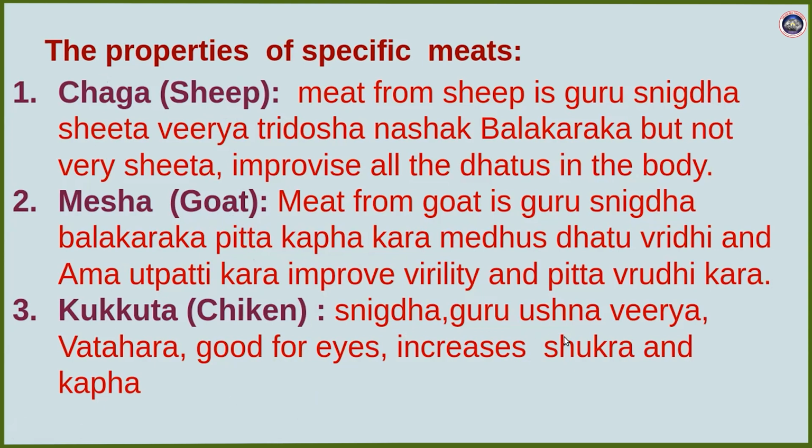Kukkuta is Snigdha Guru Ushnavirya. Here again, this is also Ushnavirya, which causes much more heat in the body and burning sensation. But it is good for Vata type of problems, good for eyes, and increases Shukra. That is important. Virility is increased by this, and it also increases Kapha. Except for this Ushnavirya, which in excess quantity can cause a burning sensation. So these are the very commonly used flesh meats.